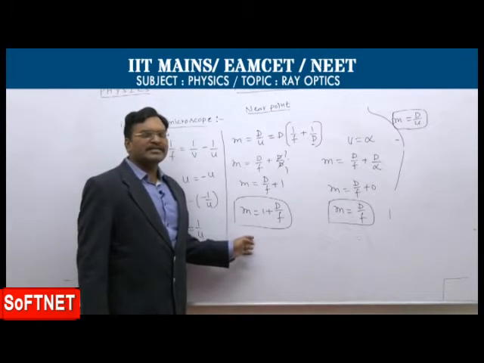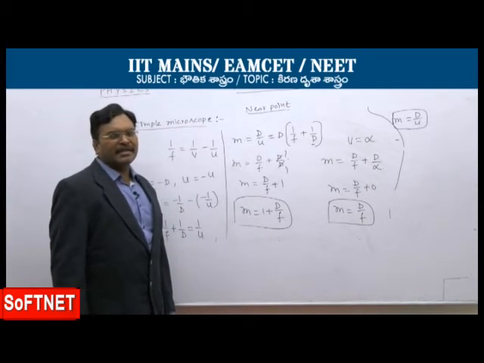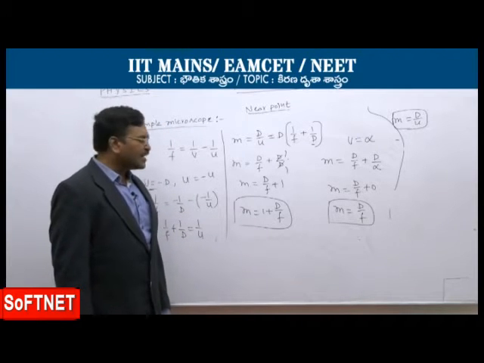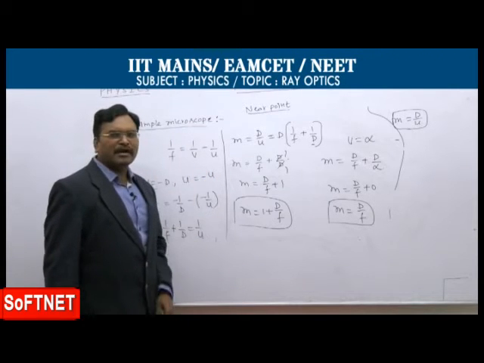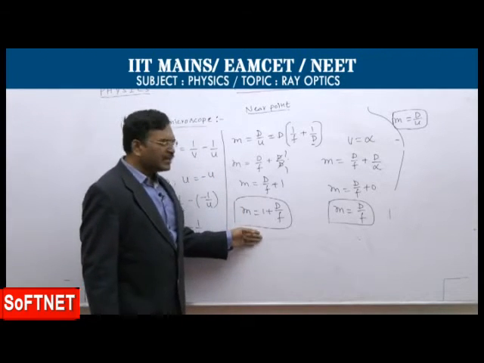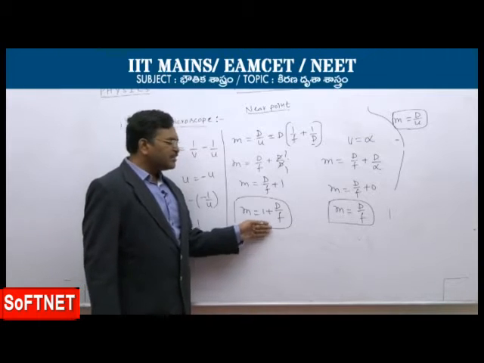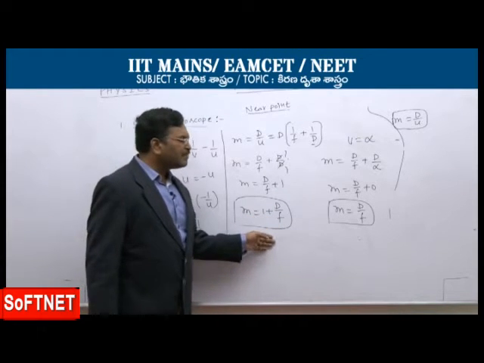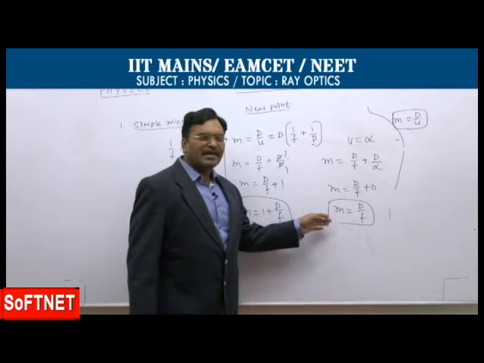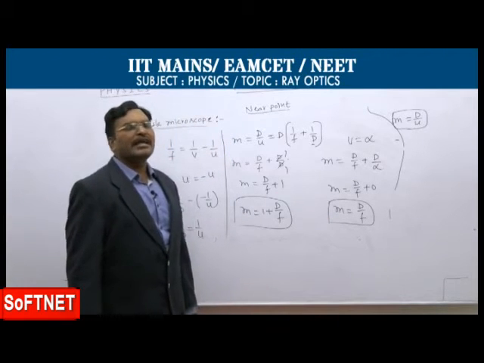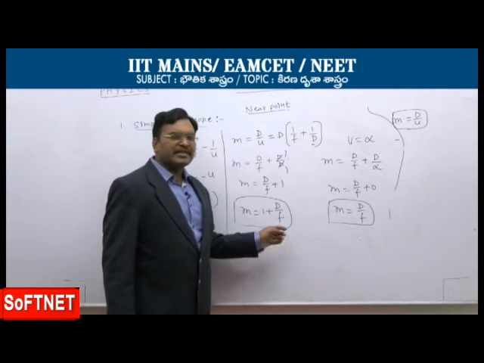Simple microscope, what is this? It is also called what? Magnifying glass or reading glass. What is magnification? We have two cases, image forms at near point and far point. Image forms at near point, M is equal to 1 plus d by f. Image forms at far point, M is equal to d by f. When image forms at near point, magnification is more.